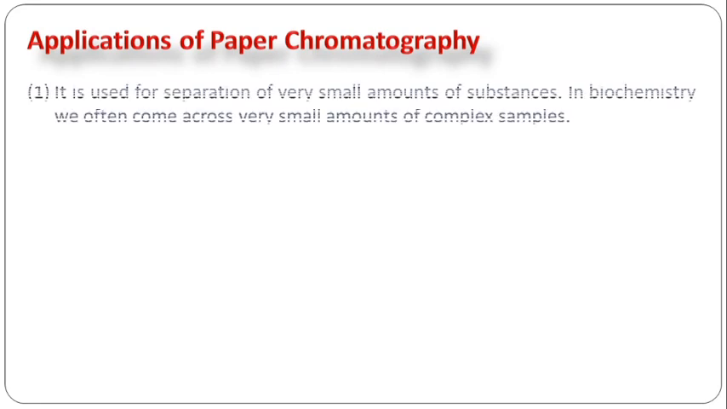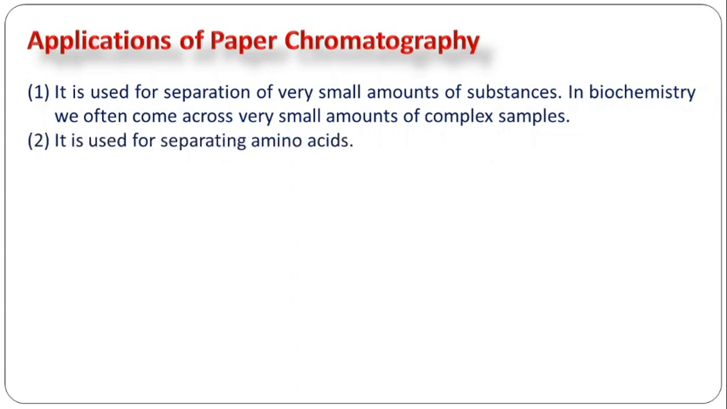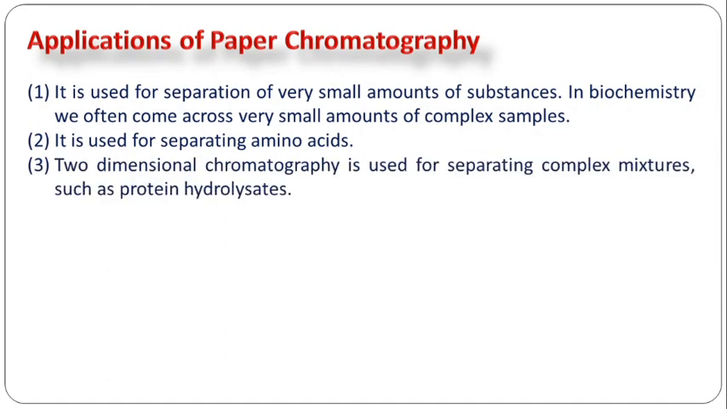Now we'll see some of the applications of paper chromatography. It is used for the separation of very small amounts of substances. In biochemistry, we often come across very small amounts of complex samples, and then we can use paper chromatography. It is used for the separation of amino acids. Amino acids can be separated using paper chromatography and the spots located using ninhydrin solution. Two-dimensional chromatography is used for the separation of complex mixtures.